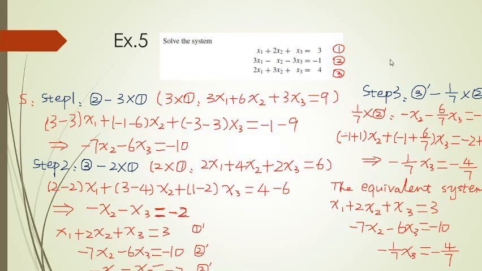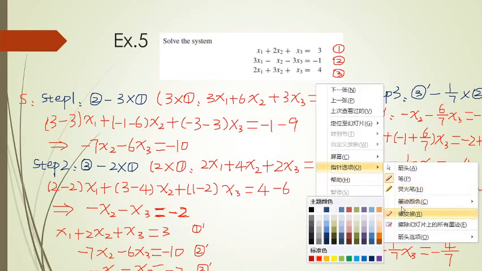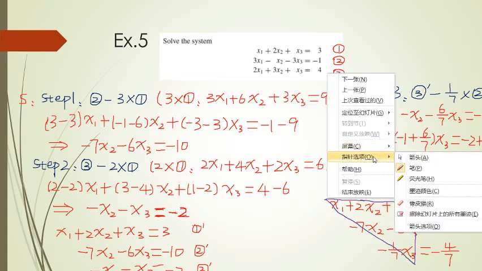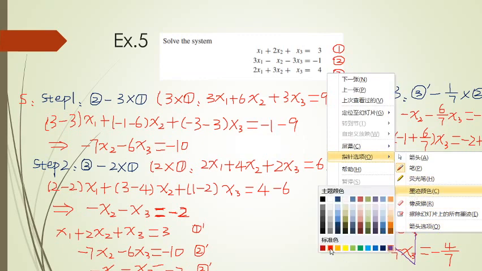So actually what we did here is the row operations. Now, what is the format of this system? The new equivalent system is in strict triangle form, right? And what is the method we can use to solve this system? Back substitution, right?